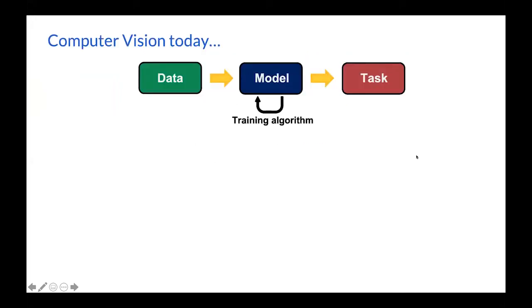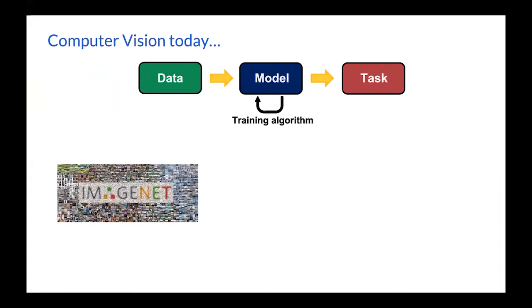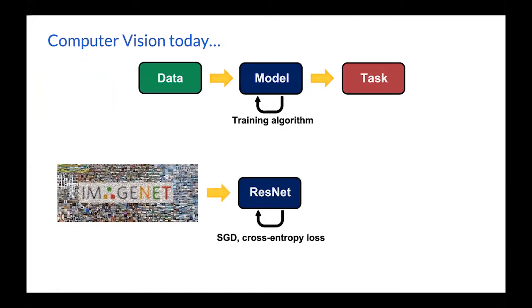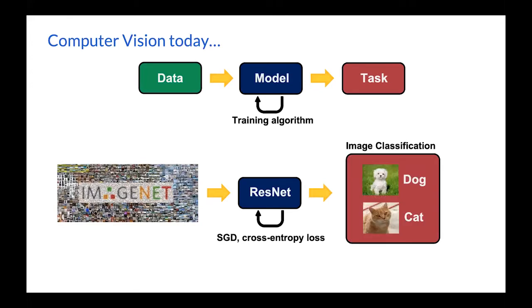Okay, so here is a typical computer vision pipeline. There is data that's fed into a model, and there is a training algorithm that trains the model for a specific task. For example, we have ImageNet, and we use the data to train a standard convolutional neural network, such as ResNet, using stochastic gradient descent and cross-entropy loss to perform a specific task, such as image classification, to distinguish different types of objects, for example.